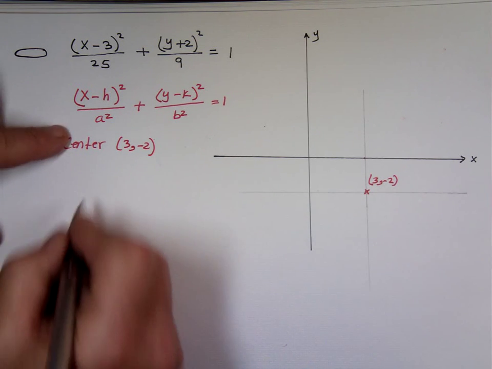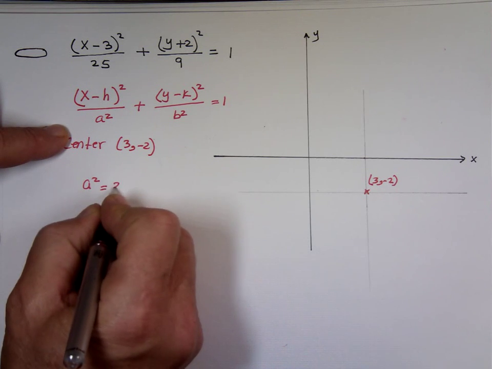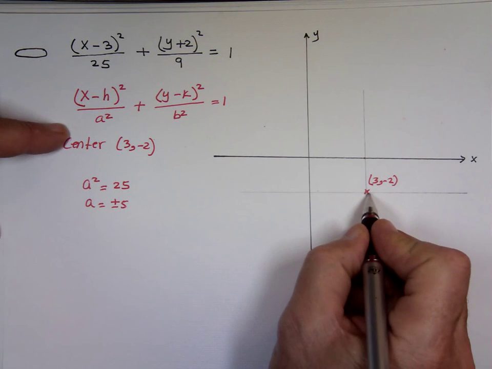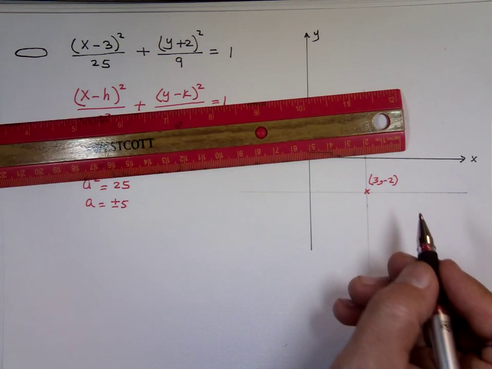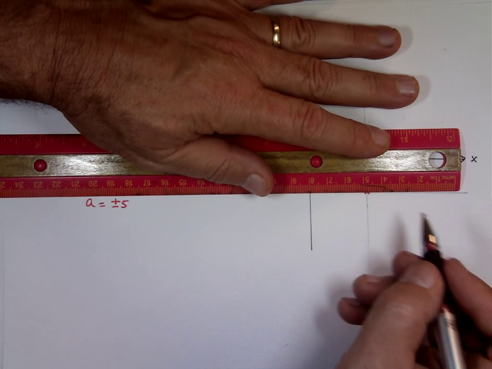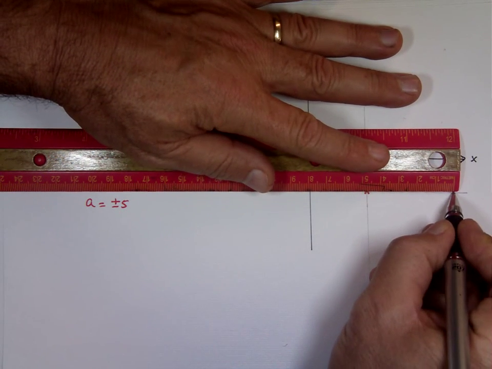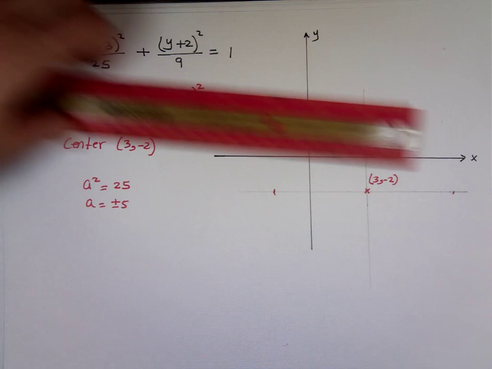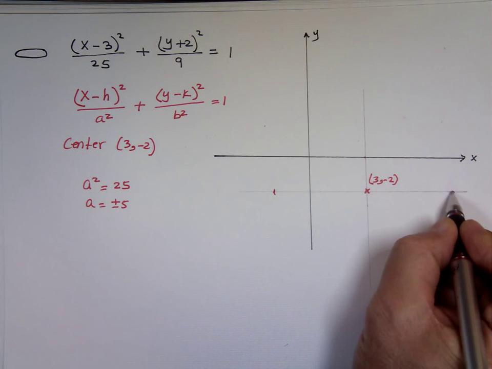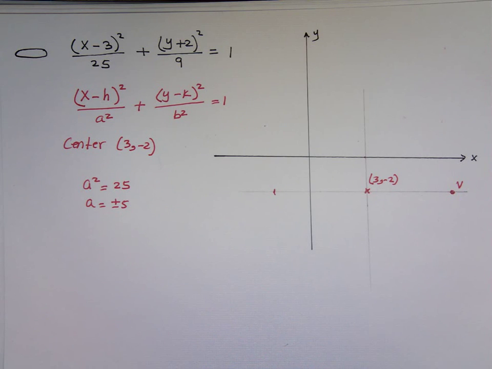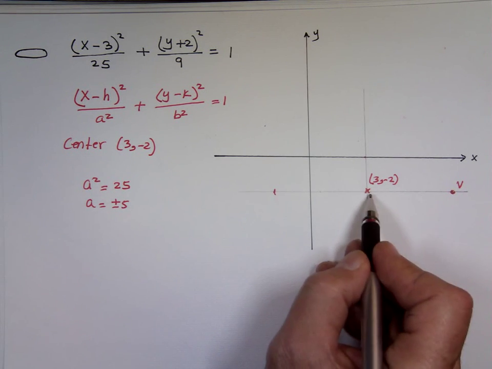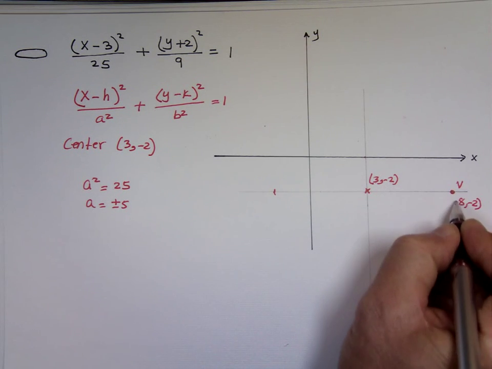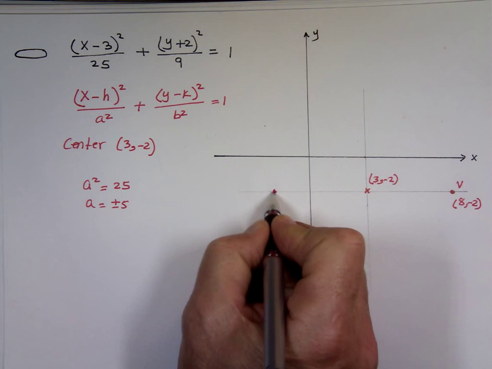What is a squared equal to? 25, which means a equals plus or minus 5. Let's go 5 to the right, and that's here. And let's go 5 to the left, and that's here. So when you go 5 to the right, that's your vertex. What are the coordinates for that one? Let's add 5 to the x value. Is that 8 and negative 2? Let's subtract 5 from this. That's negative 2 and negative 2.